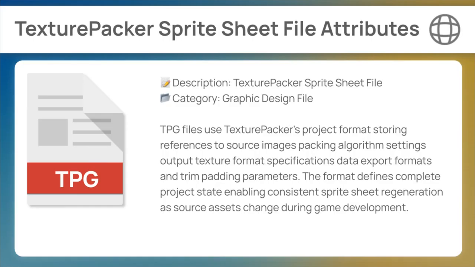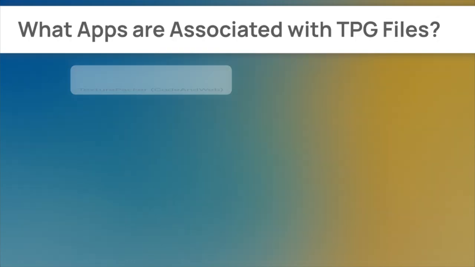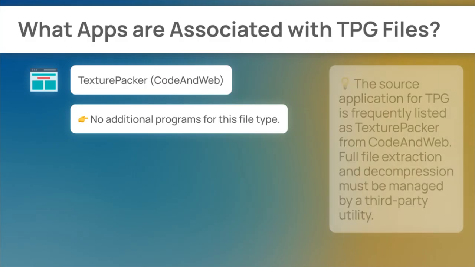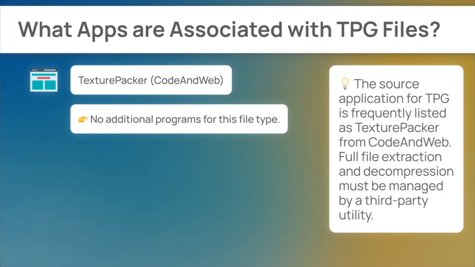TPG files use TexturePacker's project format, storing references to source images, packing algorithm settings, output texture format specifications, data export formats, and trim padding parameters. The format defines complete project state, enabling consistent sprite sheet regeneration as source assets change during game development. Code and Web define TexturePacker as the main handler for TPG files. Full file extraction and decompression must be managed by a third-party utility. Windows can view static components, but style, layers, and effects need full editors.